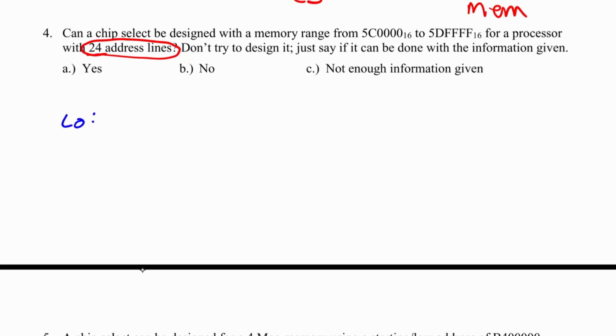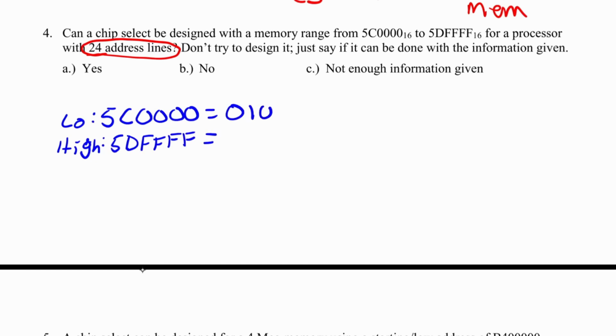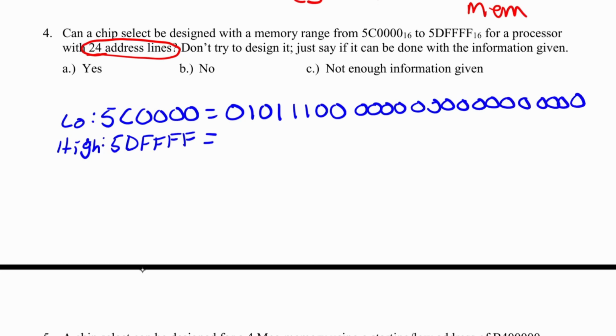The low address is 5C0000 and the high address is 5DFFFF. Well, let's do the conversion. 5 is 0101, C is 1100, and then we have 16 bits worth of zeros following that. And then for the high address, we have 5, and then D is 1101, and then the F's are all ones.